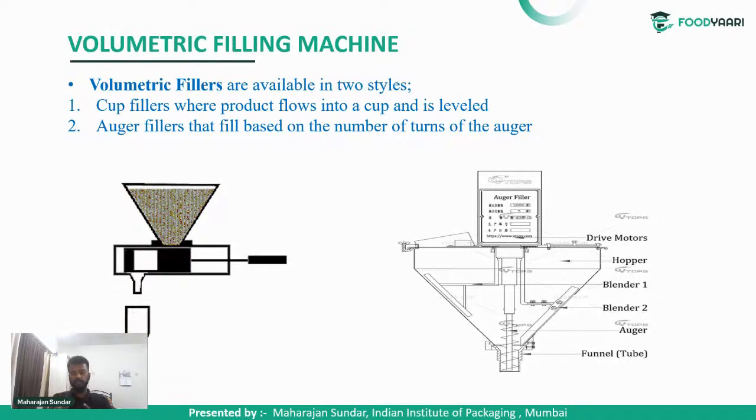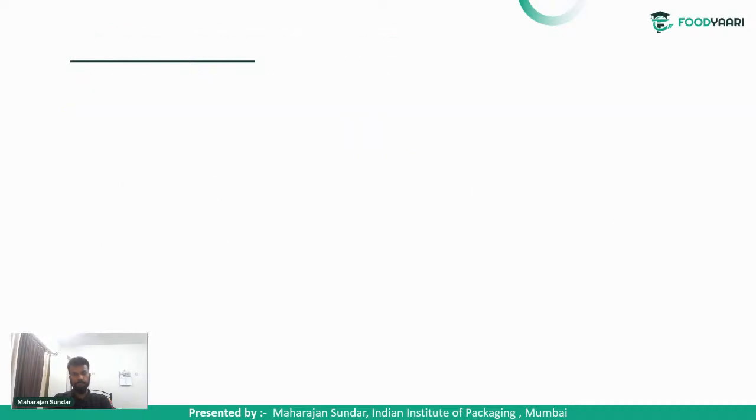Okay, from the funnel tube, there will be a cup. After five rotations of the auger, 25 grams will be filled in the cup. Then from the cup, the product will go down to the package. The cup will be opened so that it fills the package.